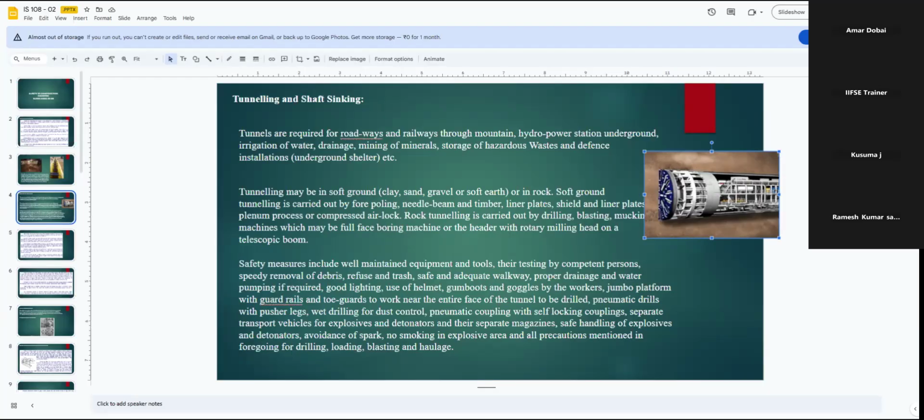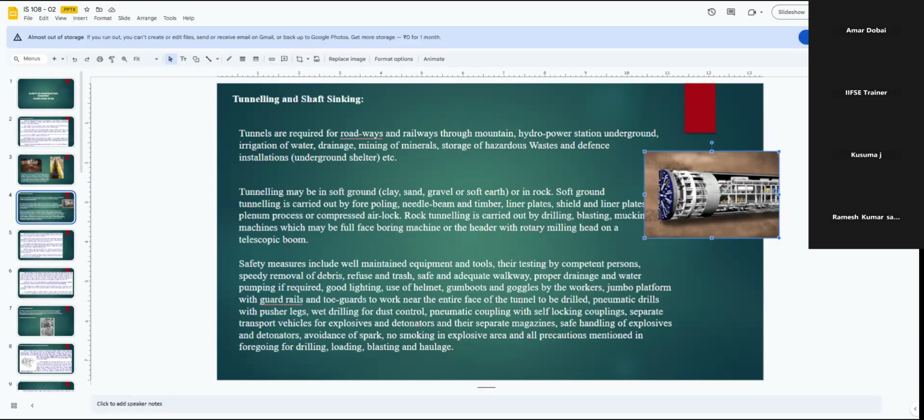Pneumatic couplings with a self-locking coupling, separate transport vehicles for explosives and detonators, separate magazines, safe handling of explosives and detonators, evidence of spark, no smoking in the explosive area, shall be all the precautionary methods followed for drilling, loading, blasting, and mucking. Mucking is nothing but the waste.